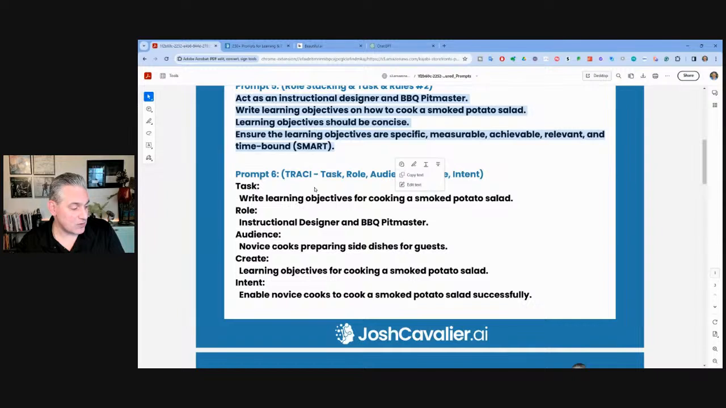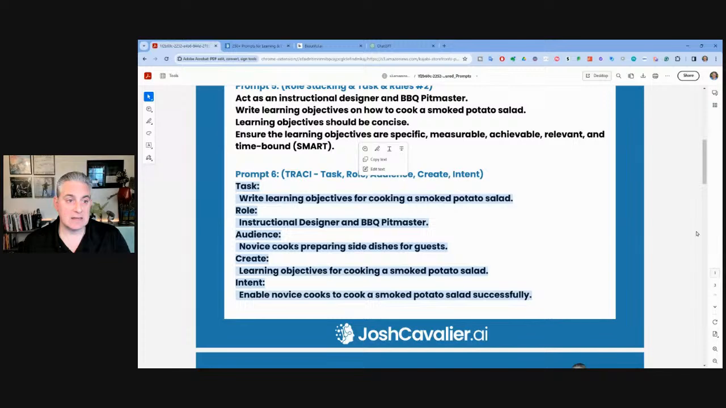And so now with TRACI, this is a very simple representation of TRACI: task, role, audience, create, and intent. Now, intent may seem like an outlier descriptor, but intent is really the nuances in the creation process. Those are where we have the secondary type details about the creation that we're building, right? In this case, learning objectives. So let's go ahead and grab the TRACI prompt or the TRACI structure.